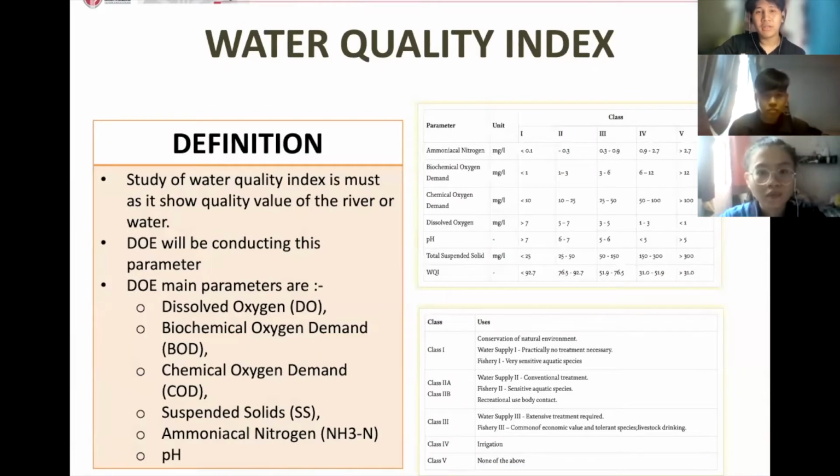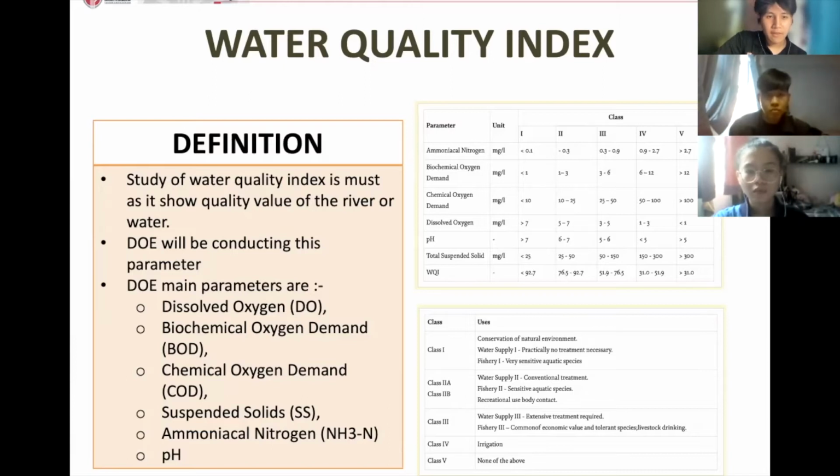To measure water quality, we can use a water quality index. This water quality index is basically a study to show the quality value of the river or the water sample. By doing a water quality index, we can summarize whether the water is good or bad.